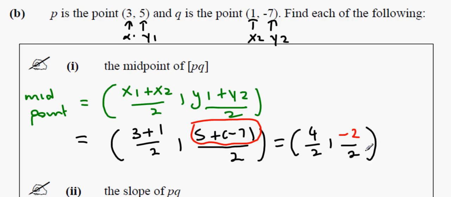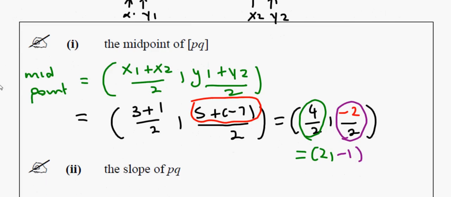Next step, two parts for the calculator. 4 divided by 2 is 2. And then put this part here, the purple part, into your calculator. Minus 2 divided by 2 is going to be minus 1. So the answer is 2, minus 1.